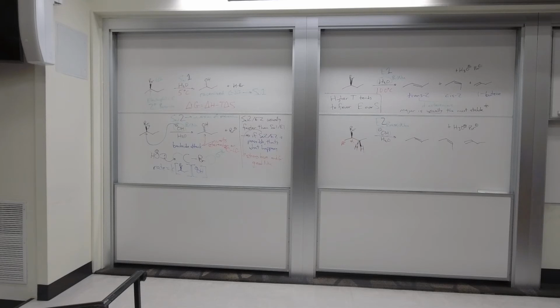So as you're going through it, it's one step. Every bond that is formed needs an arrow. Every bond that breaks needs an arrow.